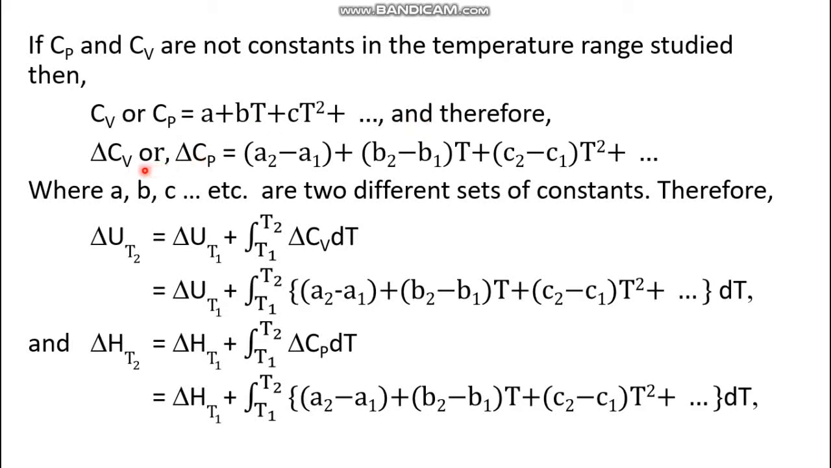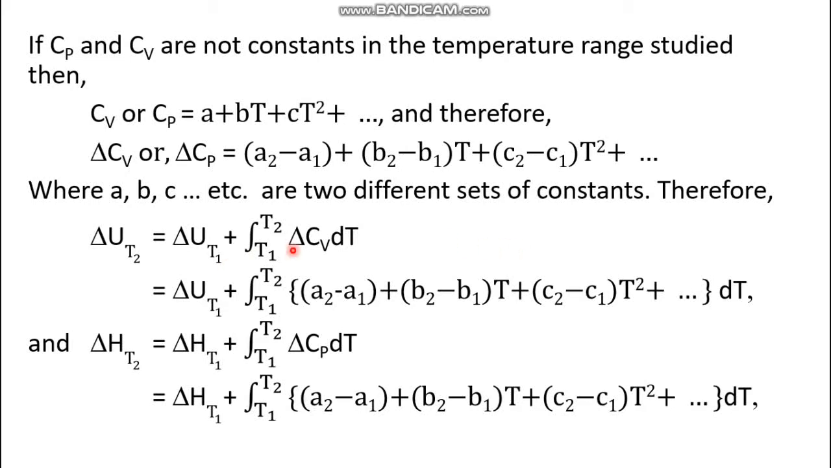Okay, and their differences, delta Cb or delta Cp: a2 minus a1, that is the final minus the initial constant, and this is b2 minus b1 t, c2 minus c1 t square, etc. But ABC are different for Cb and Cp, so here ABC etc. are two different sets of constants. So for Cb it has its own ABC values, for Cp it has also its own ABC values.